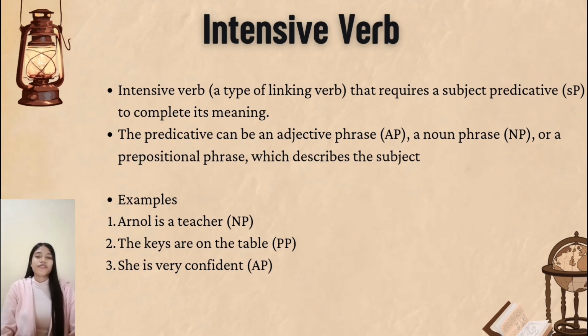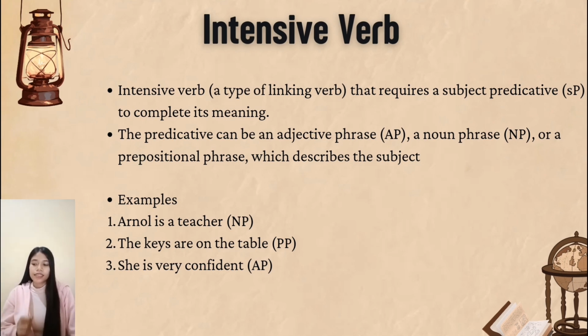Next are intensive verbs, or linking verbs, which do not express action but link the subject to a subject predicative that completes the meaning of the sentence. So here, the subject predicative describes or identifies the subject and can take the form of a noun phrase or NP, prepositional phrase or PP, or adjective phrase or AP. For example, the first sentence is Arno is a teacher. So this sentence is NP.